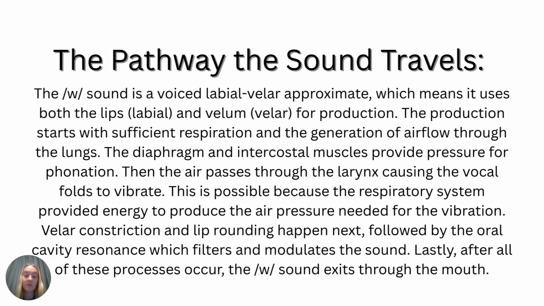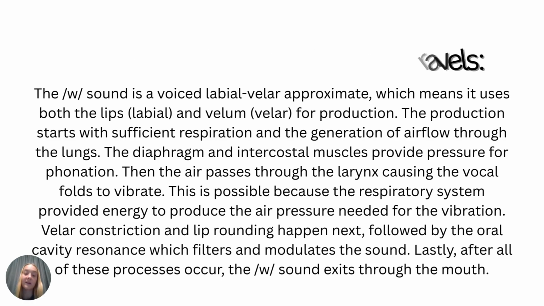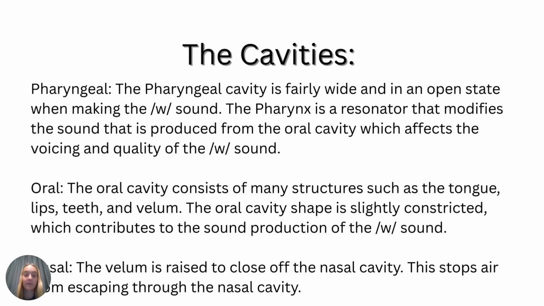Then the air passes through the larynx, causing the vocal folds to vibrate. This is possible because the respiratory system provided energy to produce the air pressure needed for the vibration. Velar constriction and lip rounding happen next, followed by the oral cavity resonance, which filters and modulates the sound. Lastly, after all of these processes occur, the W sound exits through the mouth.